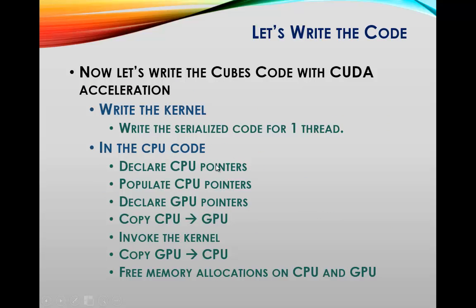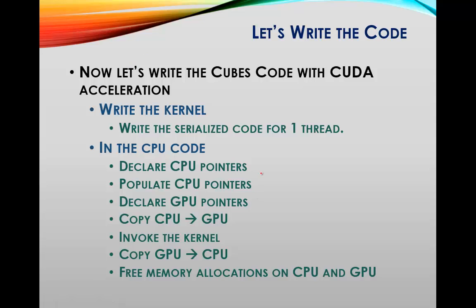But for now, what I wanted to cover with this template project is: declare CPU pointers, which we did in main; populate CPU pointers, which we did in main; declare GPU pointers, which we did in our function; copy from CPU to GPU for A and B. I didn't go over the invoking of the kernel. Then I showed you where the GPU to CPU copy of the result works and how to free memory on the CPU and GPU. So let's go over this one more time quickly.